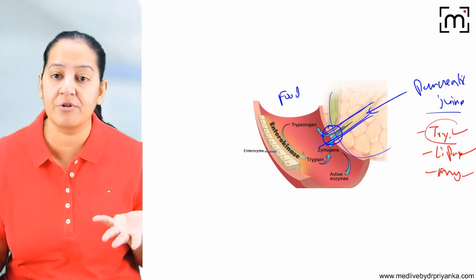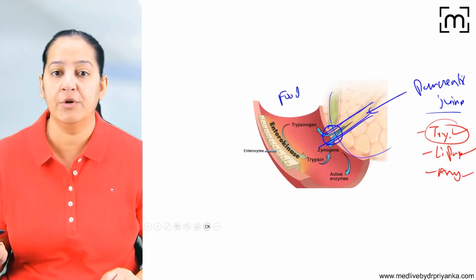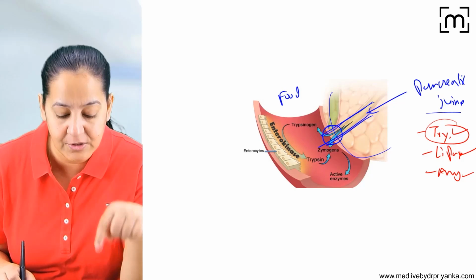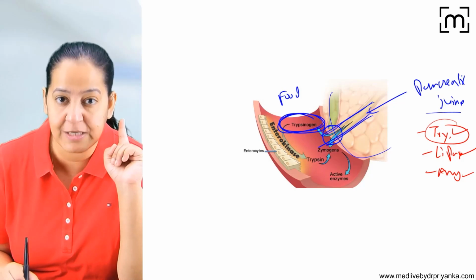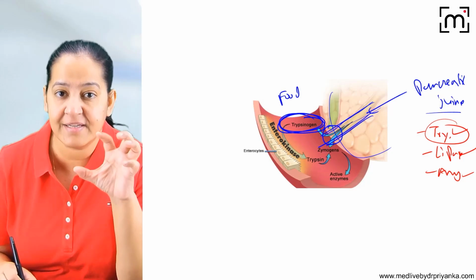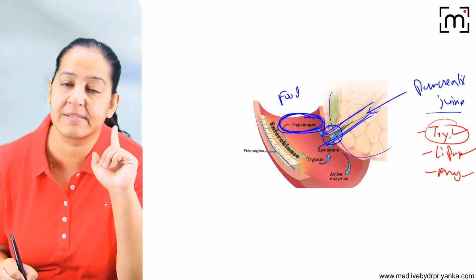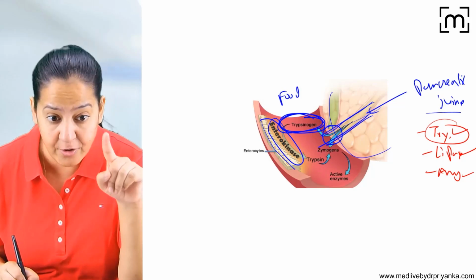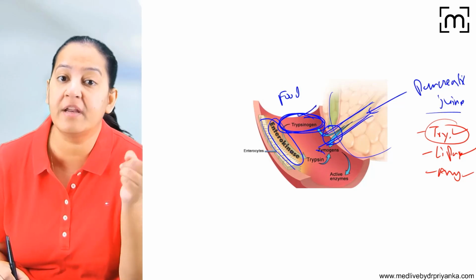But these are inactive. The trypsin is in the form of trypsinogen. You can see it here. The trypsin is in the form of trypsinogen. Can you see? The trypsin is not active. It is inactive trypsinogen. So once it is secreted into the lumen of the intestine, then in the intestine, these are the cells of the intestine, the enterocytes. They have enterokinase on their surface. This enterokinase converts the trypsinogen into trypsin.